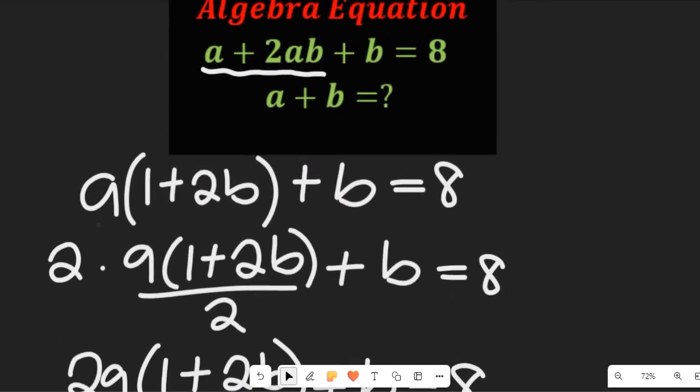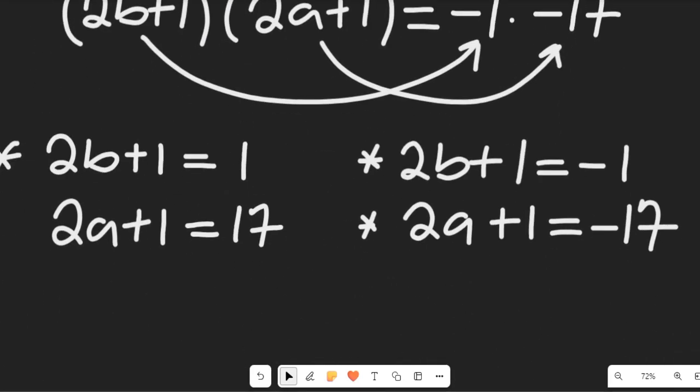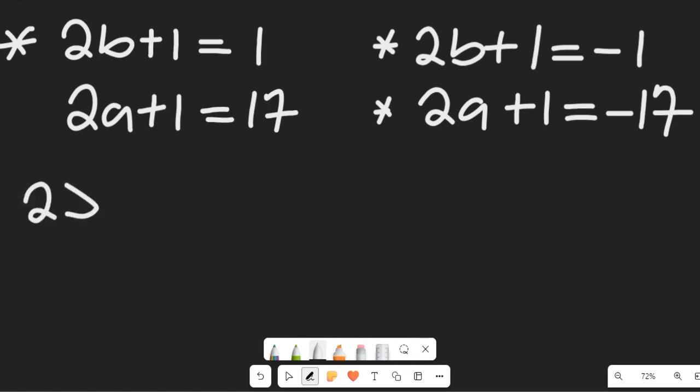Recall, we are asked to find the value of a plus b. So solving for a separately and finding the value for b separately will give us this solution. So from here, we'll see that 2b plus 1 is equal to 1.